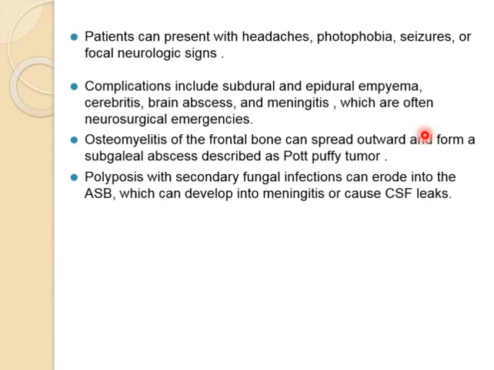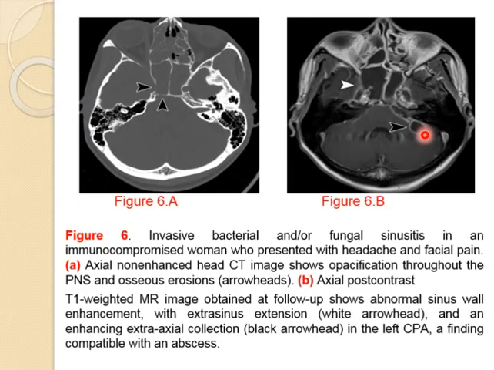Polyposis with secondary fungal infections can erode the anterior skull base, which can develop into meningitis and cause CSF leak. As in this image, we see invasive bacterial and fungal sinusitis in an immunocompromised woman presented with headache and facial pain. In non-enhanced CT, there is opacification of the posterior nasal space with osseous erosion of the ethmoid and sphenoid sinus, paranasal.